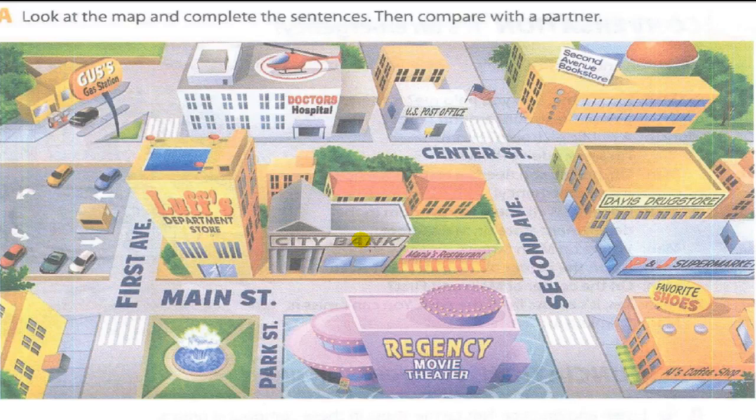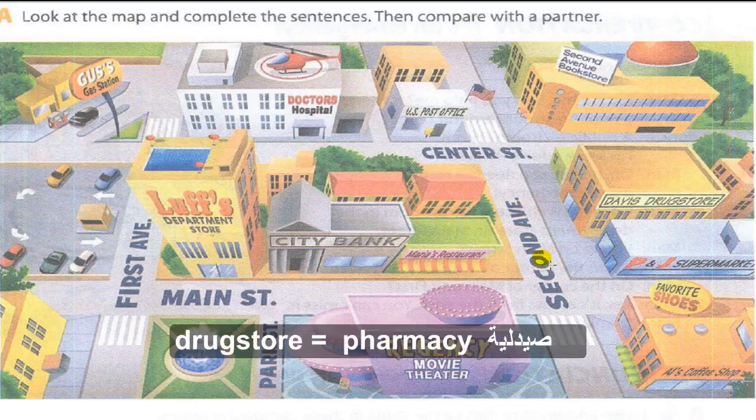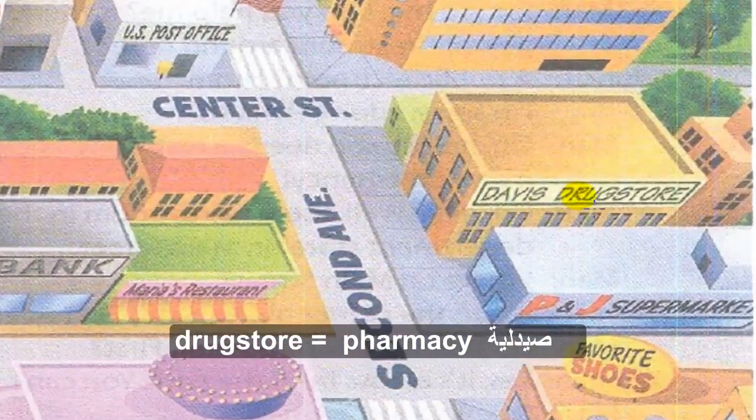Number two. It's a place. Where is this place? It's the drugstore. Where is the drugstore? The drugstore, this is David's. It's next to the supermarket. So David's drugstore is next to the supermarket. Drugstore, pharmacy.